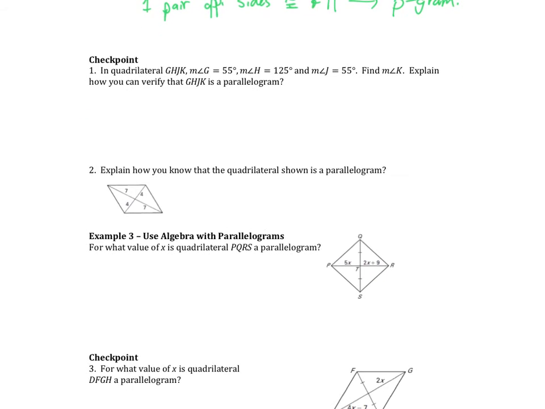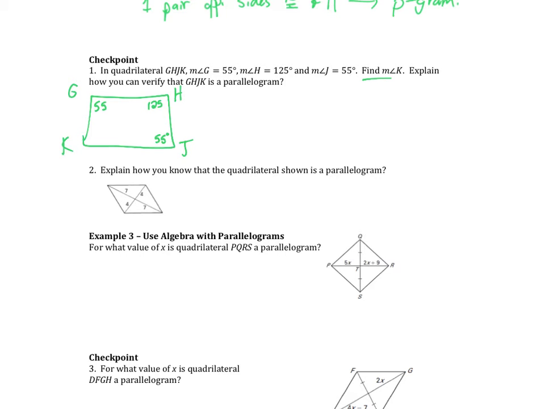All right, checkpoint. In quadrilateral GHJK, the measure of angle G is 55, the measure of angle H is 125, and the measure of angle J is 55. Find the measure of angle K and explain how you can verify that GHJK is a parallelogram. So if we draw this picture, GHJK, the measure of angle G is 55. The measure of angle H is 125, and the measure of angle J is 55. We want to find the measure of angle K. So let's start by doing that.